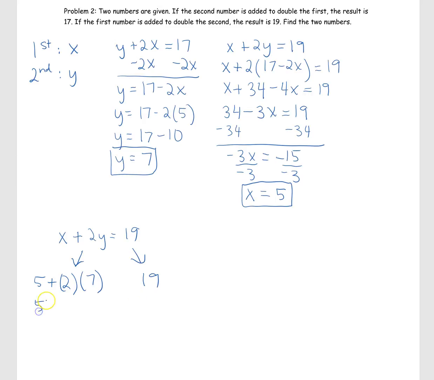And so 2 times 7 is 14, and 5 plus 14 is 19. So my left side equals my right side, and that can make me confident that these values for x and y, which correspond to the first and second number in the problem, are correct.